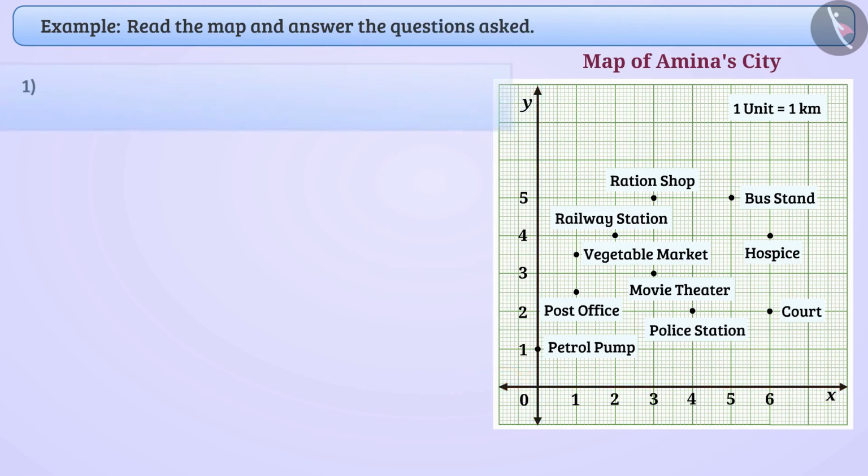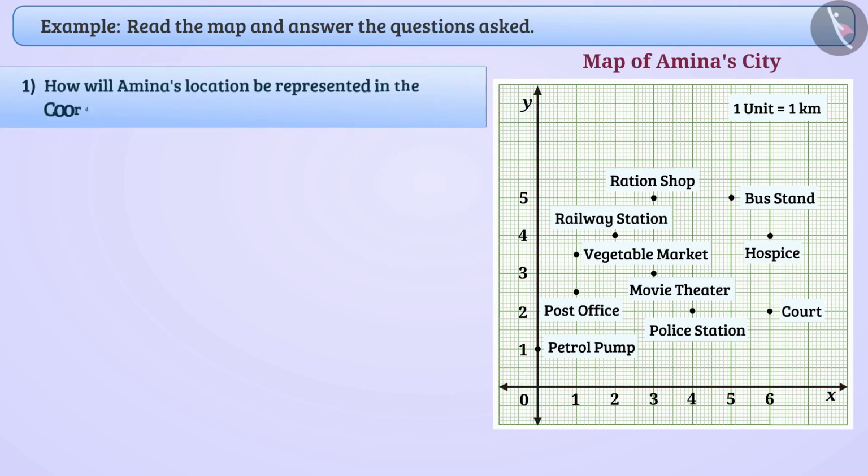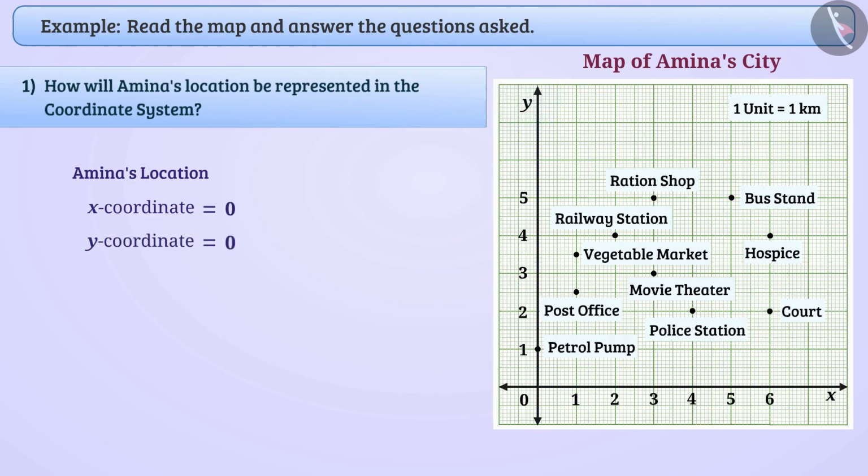How will Amina's location be represented in the coordinate system? Amina's location can be represented by x coordinate 0 and y coordinate 0. So her location will be (0, 0). We can call it the origin.